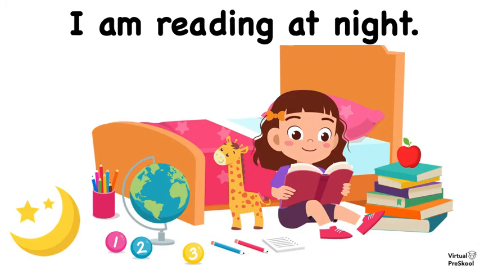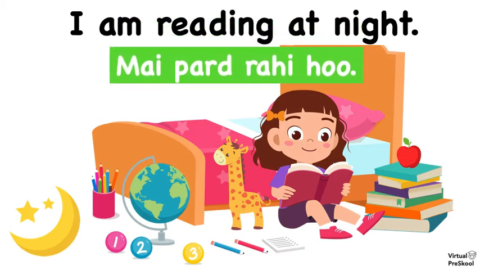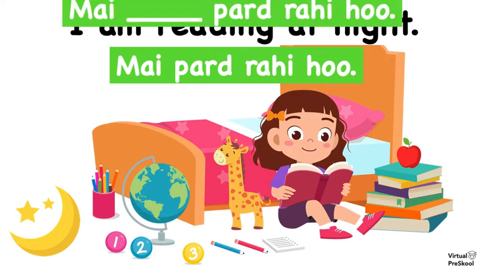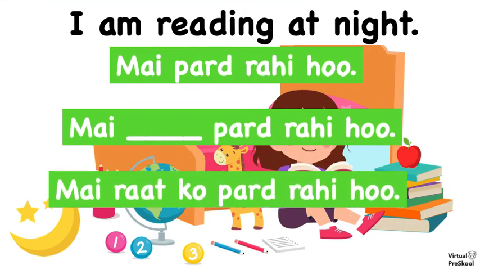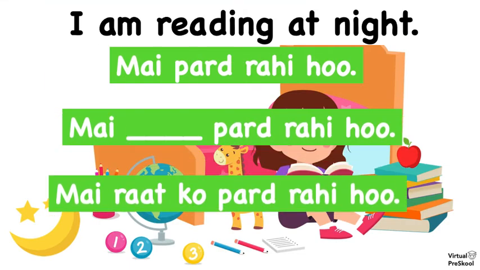Okay, I am reading at night. Hopefully you're getting the hang of it. So I am reading again is मैं पढ़ रही हूँ. And at night is रात को. So our sentence would be मैं रात को पढ़ रही हूँ.